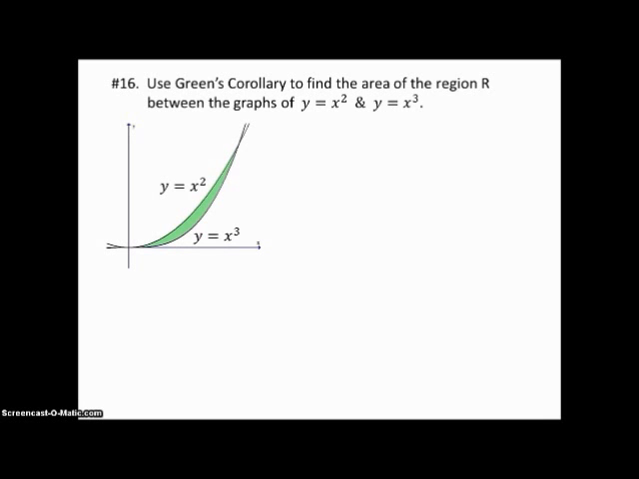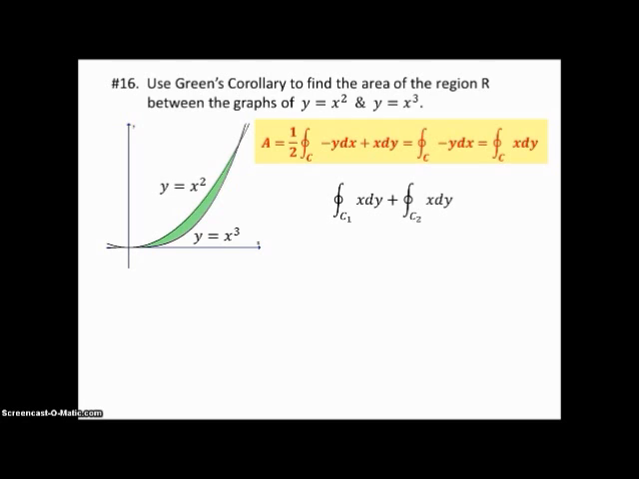Number 16. Use Green's corollary to find the area of the region R between the graphs of y equals x squared and x equals y cubed. So there's the picture. Notice that x squared is on top and y cubed is on the bottom. And here's Green's corollary. So we can find the area using any of these 3 line integrals, but we have 2 curves. And I just chose arbitrarily to use the last one since it doesn't have a negative sign. So that's what I decided. But there are 2 curves, the top and the bottom, so I have 2 line integrals, x dy.